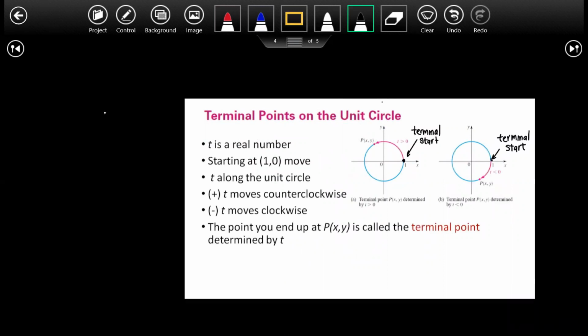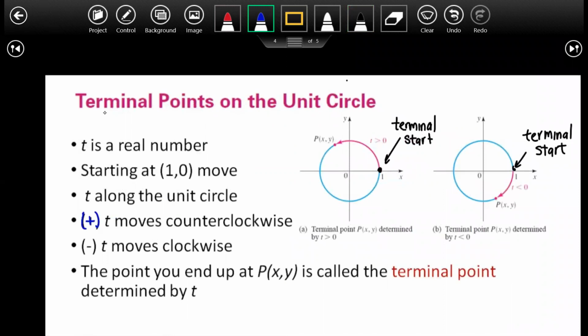Again, we're looking at our terminal start for these. T moves along the unit circle. It is positive if the terminal point that we're looking for is positive. We know it's going counterclockwise, CCW, meaning we're going counterclockwise in reference to that starting point. If it is negative, and we'll talk about those, we're going to move clockwise, down below.